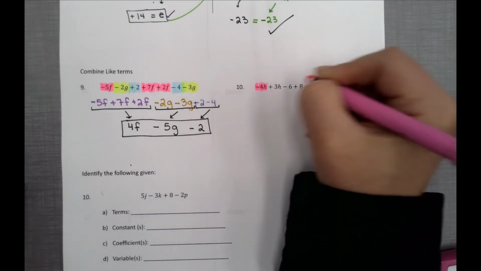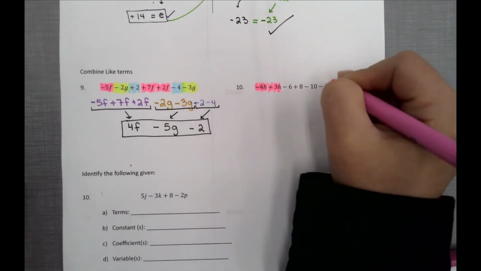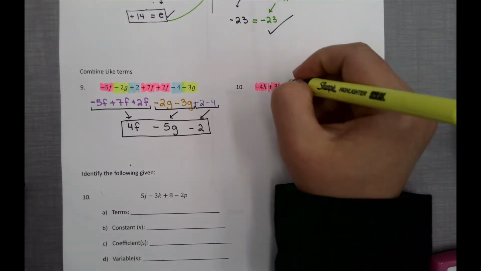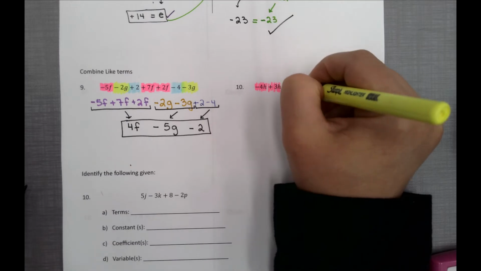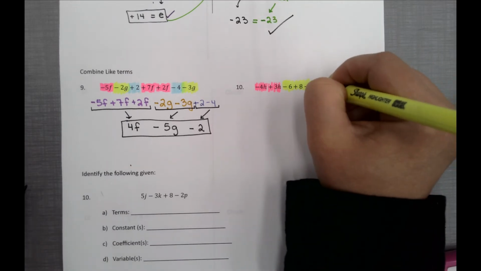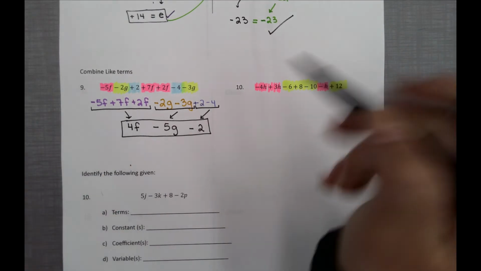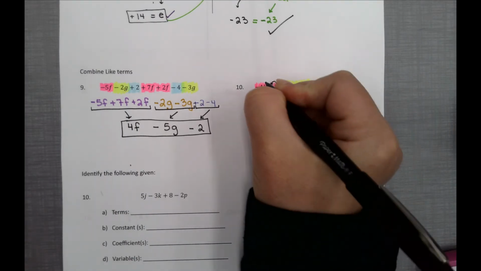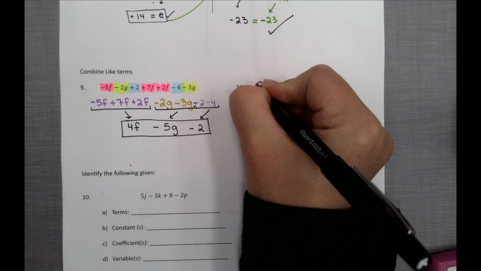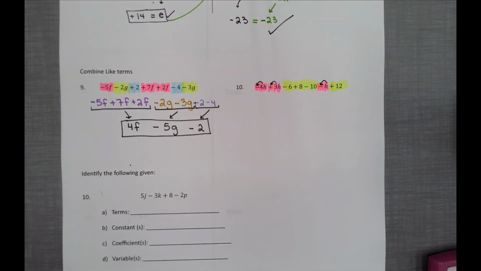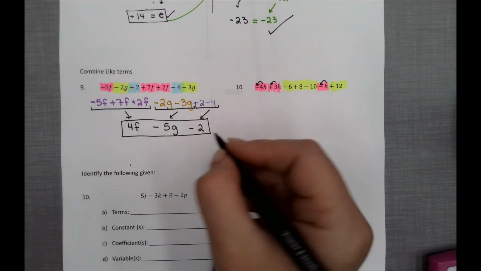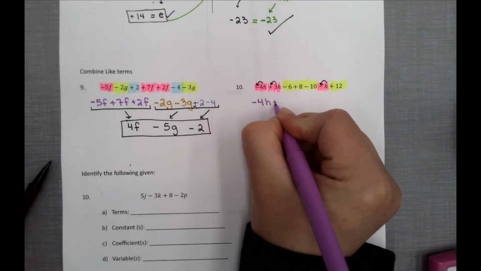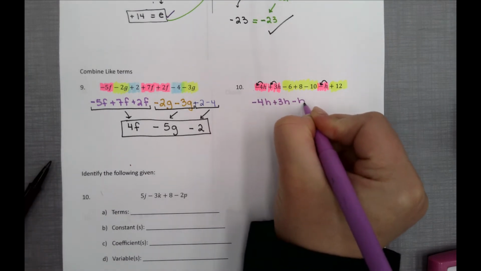Negative 4h, positive 3h, negative h. I want to point out how I am taking the symbol with the term. So here I had a negative h, so I took that negative. Here I had a positive 3h, so I took that positive. Here I had a negative 4h, so I took that negative. Make sure you're taking the symbols. Let's go ahead and write this out. We got negative 4h plus 3h minus h.